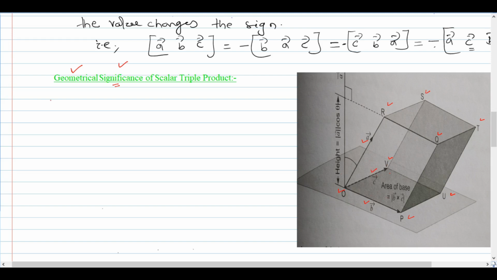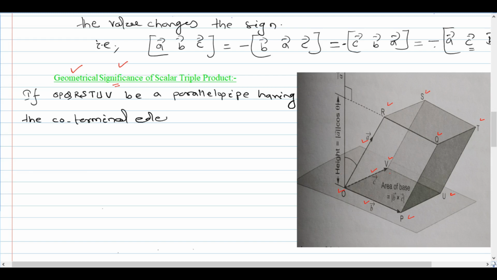Suppose you should mention here. Okay, now OPQRSTUV be a parallelepiped having the co-terminal edges. Co-terminal edges means the three sides. Co-terminal edges are: OR vector is equal to A vector, OP vector is equal to B vector, and OV vector is equal to C vector. Okay, so three sides are three vectors represented by A vector, B vector, C vector.